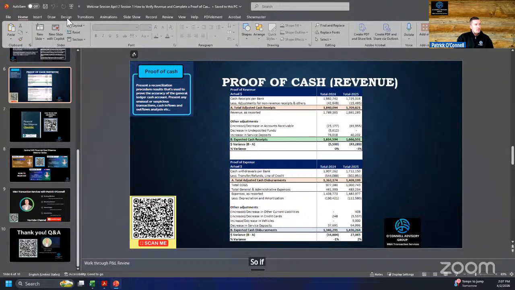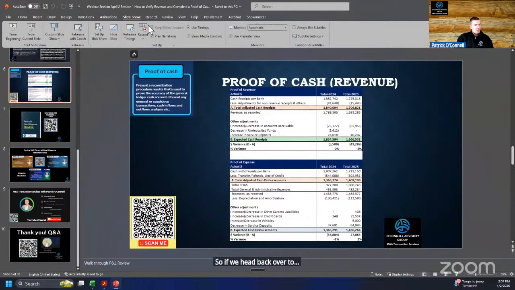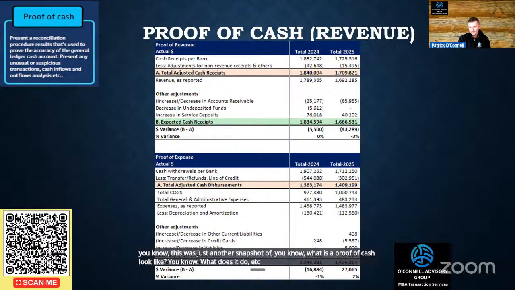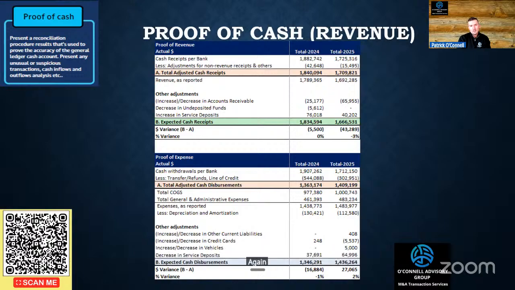So if we head back over to the slideshow, this was just another snapshot of, what does a proof of cash look like? What does it do, et cetera. Again, you want to start at the bank statement level and compare back to the accounting records.